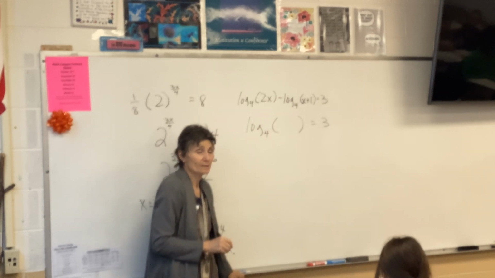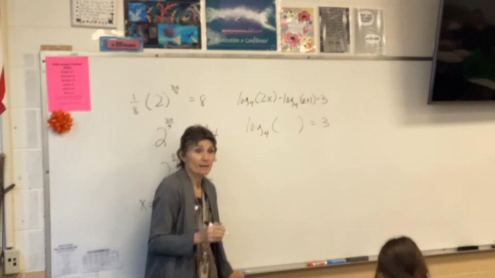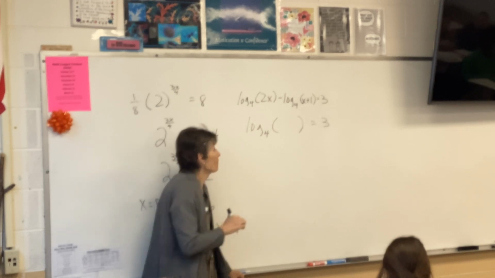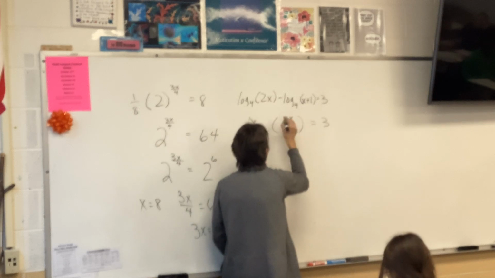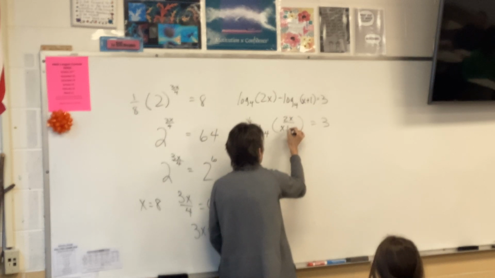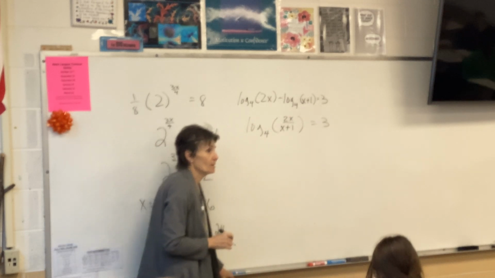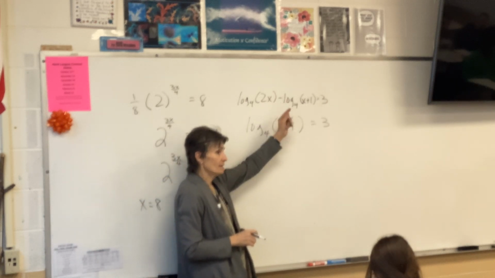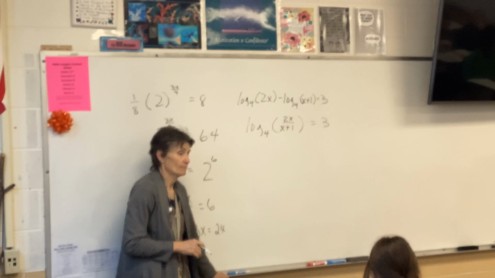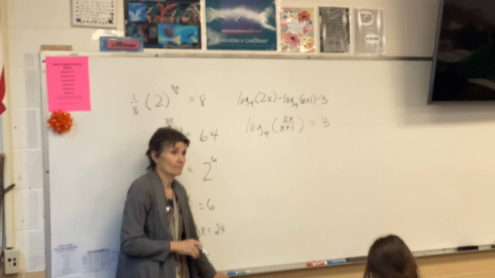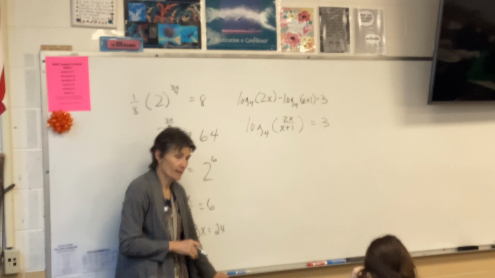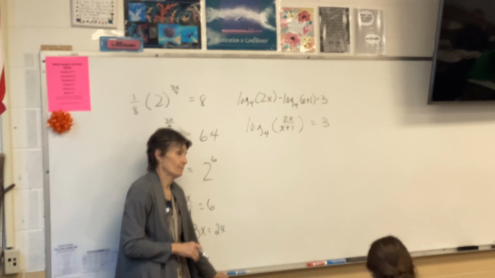All right? What's going to go in that parentheses? In other words, what happens when I put them together? Division. It's a division. So 2, always first over second. So 2x over x plus 1. Why is it division? Because that is a subtraction. Right, my friends? Okay. Now what?